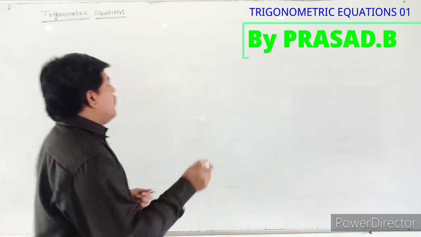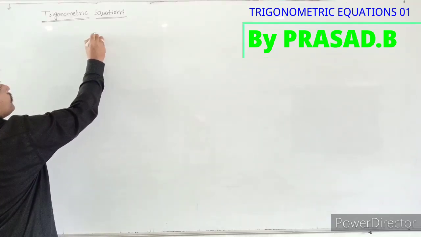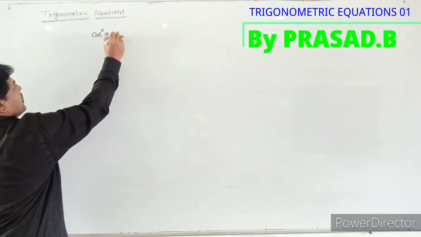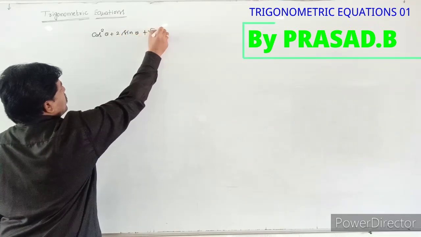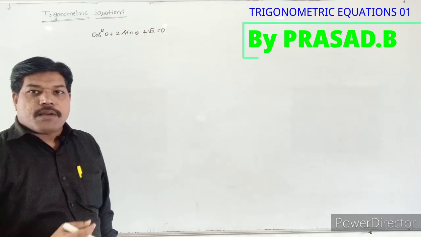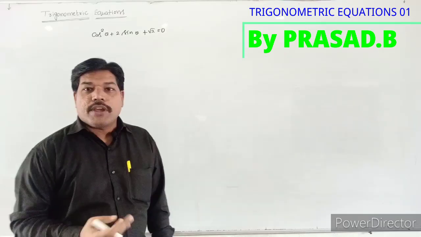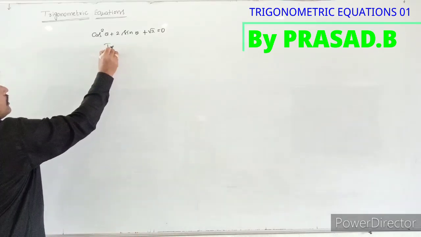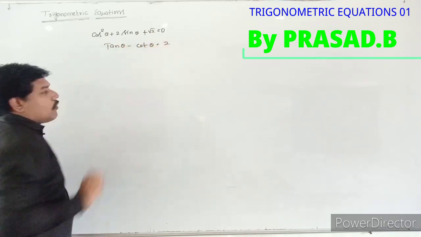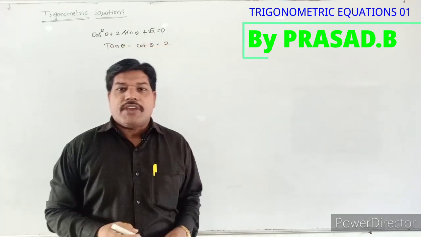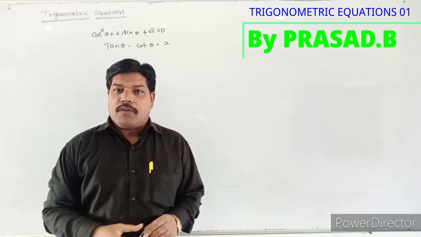For example, I will take cos square theta plus 2 sin theta plus root 2 equal to 0, or tan theta minus cot theta is equal to 2. So this type of equations is called the trigonometric equations.